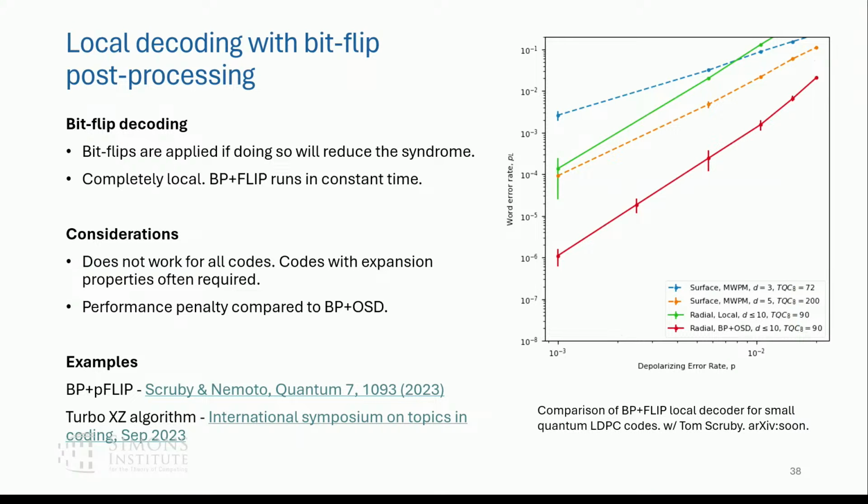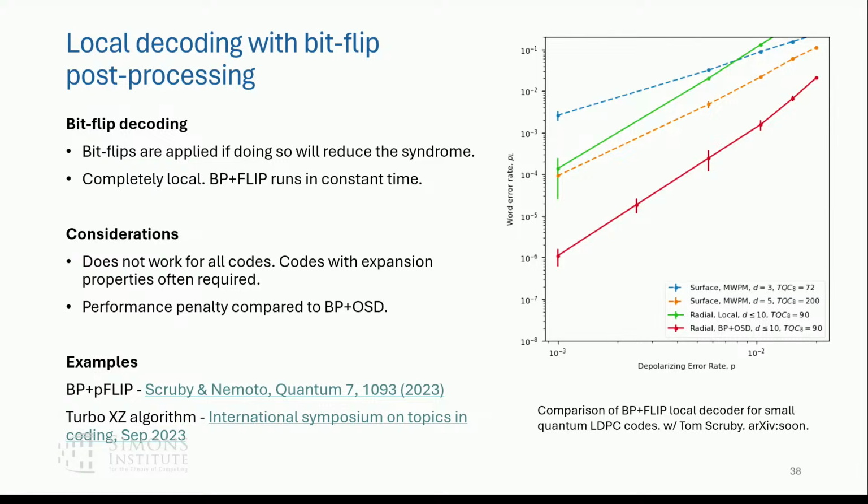Okay, so the dream would be to have a completely local decoder using a combination of belief propagation and something like the flip decoder that was described in the previous talk. So the advantage of this would be that it would be a completely local algorithm. So the flip decoder only needs to know about individual bits in its immediate environment. So it could be arbitrarily parallelized, and this would, in combination with BP, which can also be very easily parallelized, lead to very fast decoders. So this idea has been explored in various works. However, what we find is that there's usually a pretty serious performance penalty.